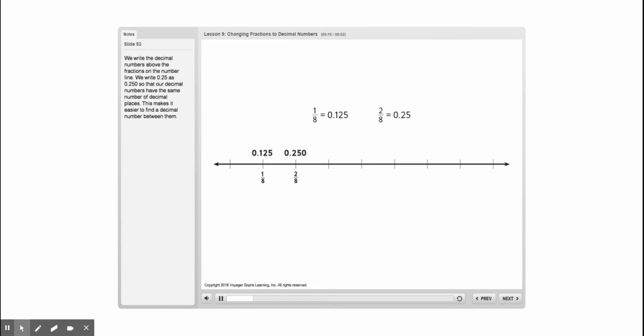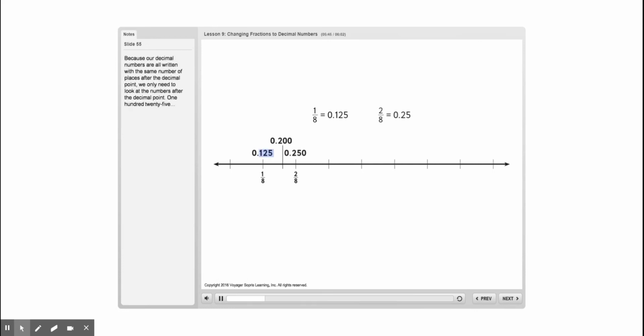We write the decimal numbers above the fractions on the number line. We write 25 hundredths as 250 thousandths, so that our decimal numbers have the same number of decimal places. This makes it easier to find a decimal number between them. We see that 200 thousandths, or 2/10ths, is between the decimal numbers 125 thousandths and 250 thousandths.